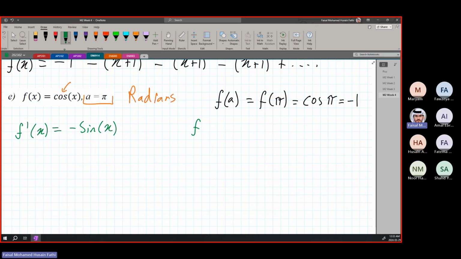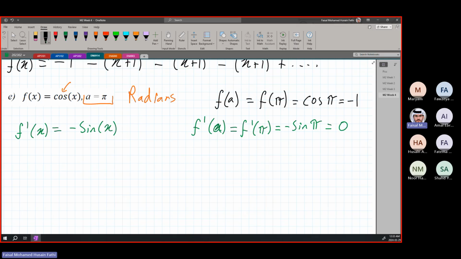That's simple. So f prime of x, f prime of pi, is minus sine pi, which is simply, if I'm not mistaken, 0. Sine pi should be 0. Yes, sine pi is 0. All right, so it's equal to 0.